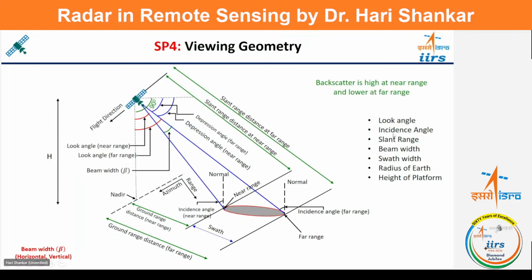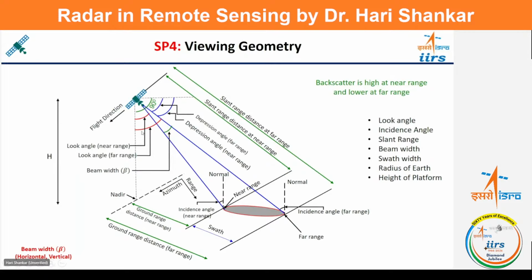There are a number of things here. Look angle, which is here. Incidence angle: if you draw a perpendicular from here, this angle is called the incidence angle. Then slant range, the distance from here to here, is called the slant range. Beam width is the gap of this one. Swath width is the gap from here to here.